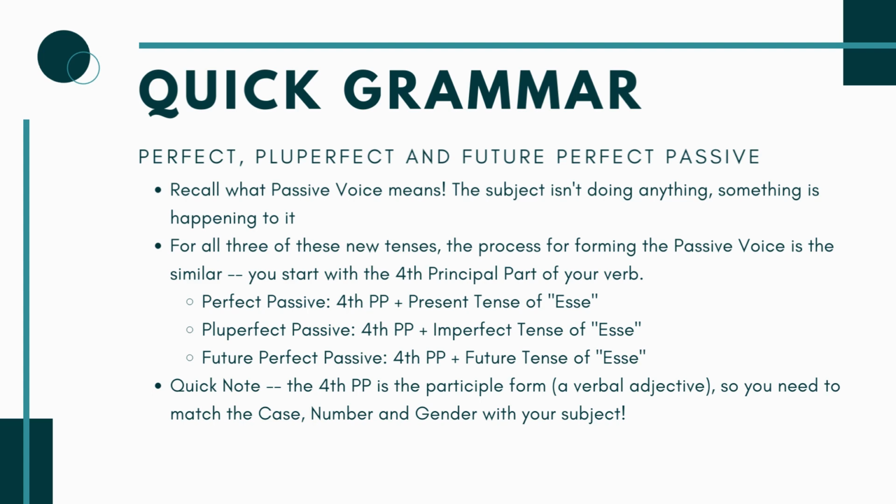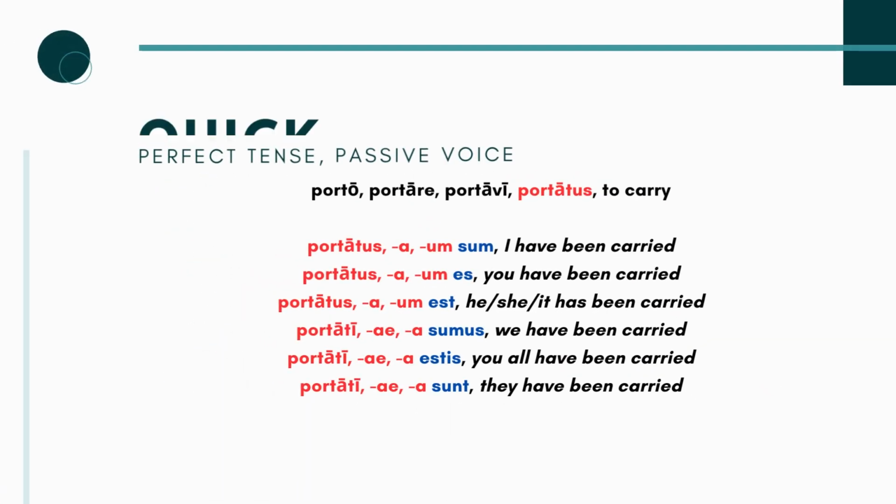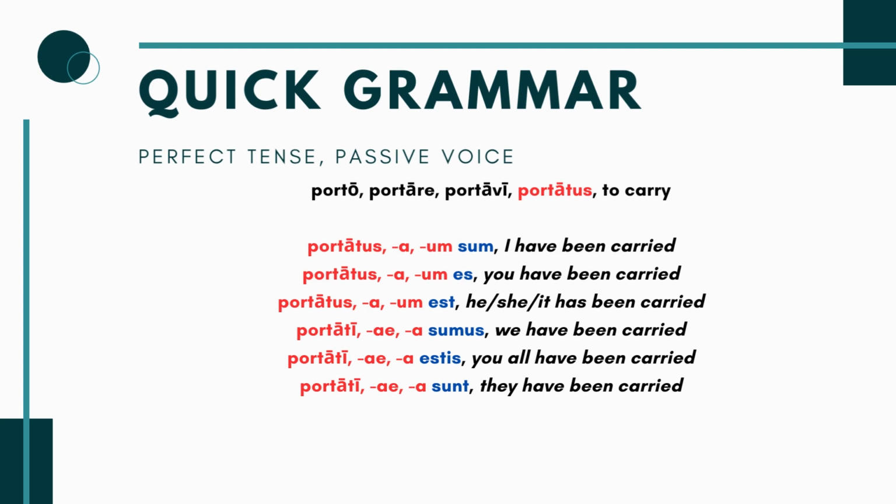Okay. The one quick note I'd add, and you'll see this more if you dive into the chapter's grammar: the fourth principal part is what we call a participle, which is a verbal adjective. Since it has adjective endings, you need to match the case, number, and gender with your subject. I'll explain in a minute, when I show you how it works, what that means. So this is a quick look at the perfect tense passive voice.